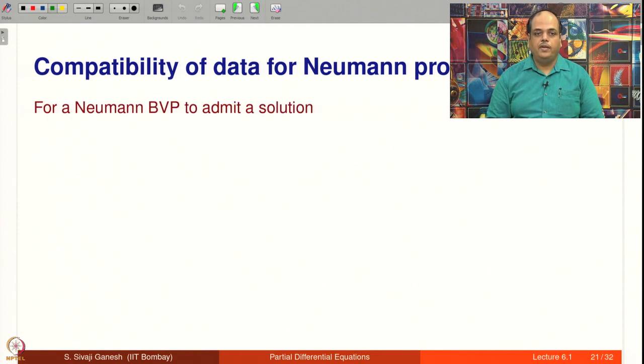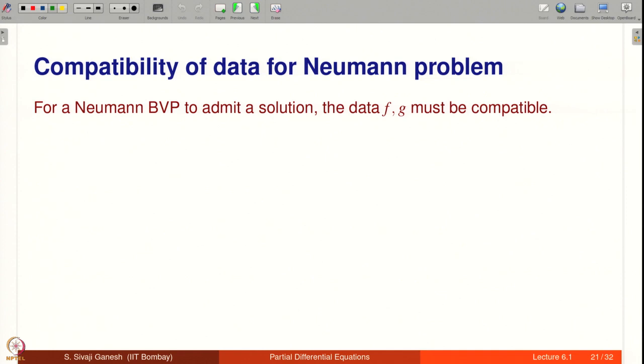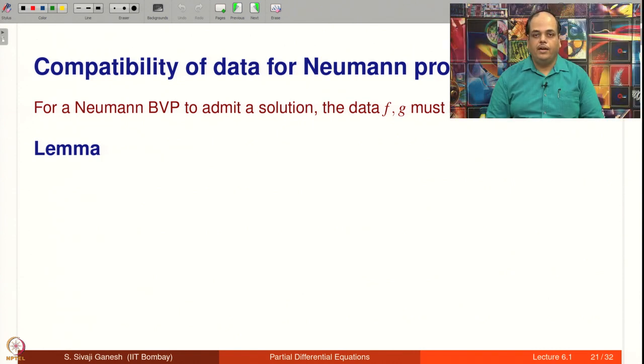For a Neumann boundary value problem to admit a solution, the data f and g must be compatible. That is written in the form of a lemma. It does not mean it is a big result, it is a simple observation. Just to remember the observation so that we can recall whenever we want, we record them as a lemma or as a theorem. In this case, it is a lemma.